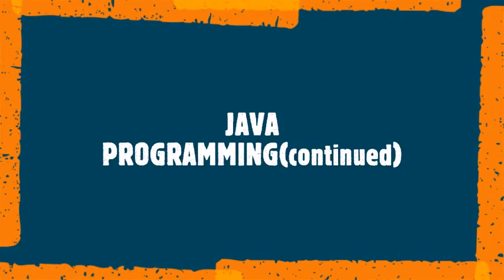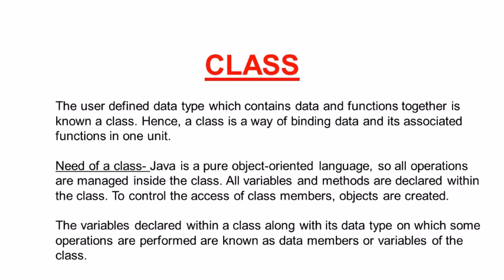Hello students, today we'll be continuing with Java programming. So we'll be starting with the definition of class. The user-defined data type which contains data and functions together is known as a class. Hence, a class is a way of binding data and its associated functions in one unit.